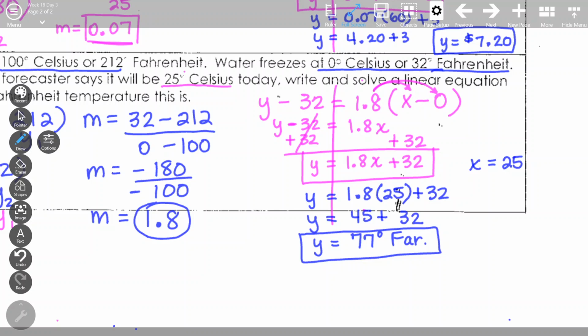Now you should be able to work on your IXL skills. And remember, it's S.25 and S.26. None of them have word problems on them, but you have your notes from yesterday and the day before.